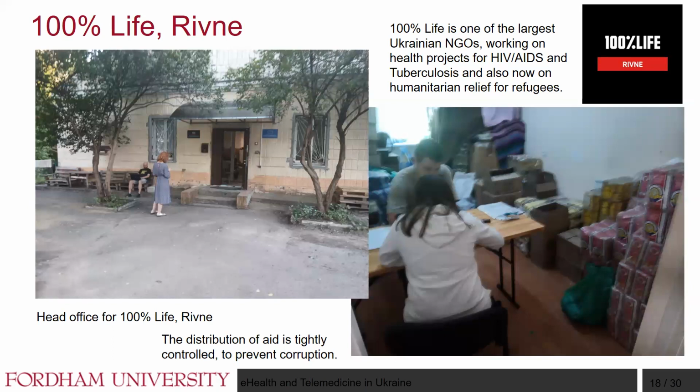So when we got down to work, first thing to do was to visit the head office for the NGO 100% Life Rivne, which is where the 3 people from Rivne who'd visited Oxford work. So before the war, the NGO is largely working on projects helping HIV, AIDS, tuberculosis and other long-term conditions across Ukraine. It's the largest NGO in Ukraine. Since the war, they got involved in distribution of aid to internal refugees. So Rivne attracts quite a lot of internal refugees.